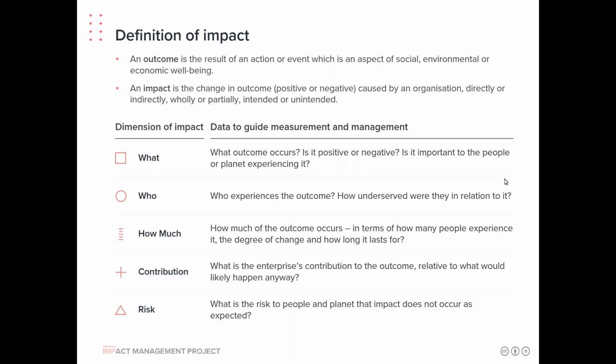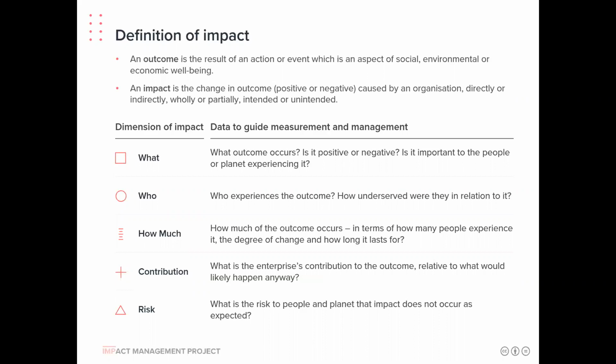which is that an outcome is the result of an action or event. In other words, if an output is within a company's control, and I'm looking at this entire session from the perspective of a company, your outputs are something you can control. But the outcome is the point at which your output interacts with a population or a natural resource. And you might partially control that outcome because it's your output that is causing it, but you don't wholly control it because that population or that resource has control as well. And it's the interaction between the two that causes the outcome.